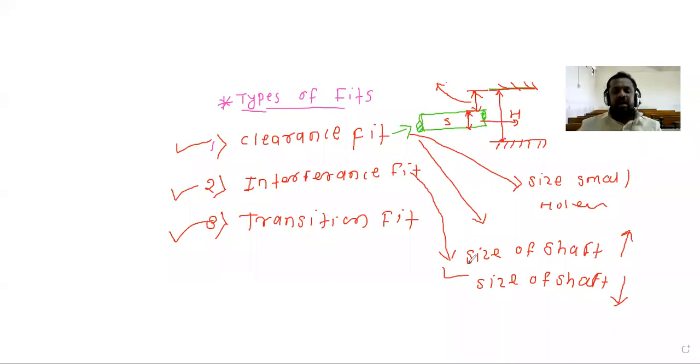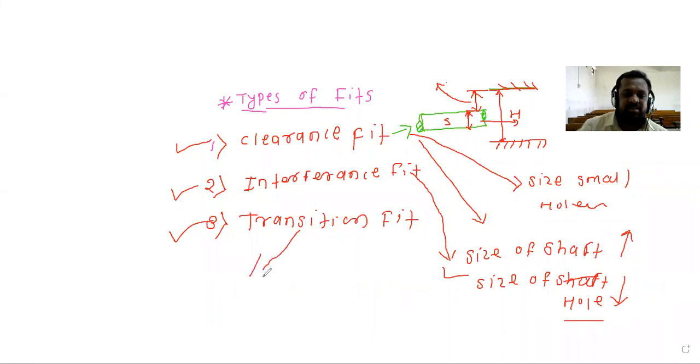When your shaft is larger and your hole is smaller, here you have to write down the hole size should be less. The hole size should be less. Then such a condition is called the interference fit.